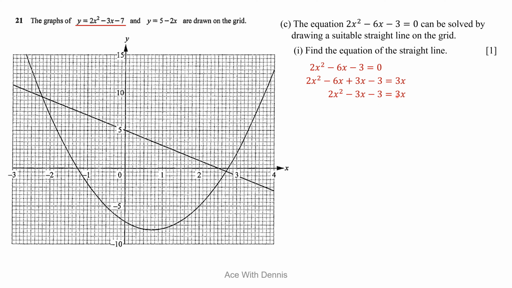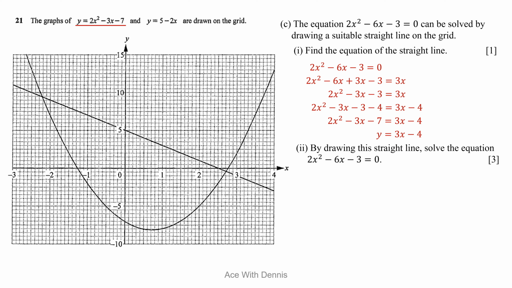But we don't stop here because we look at the constant term, negative 3, and over here the constant term is negative 7. So we have to minus 4 at the left hand side, and same for the right hand side, we have to minus 4. And then the left hand side will be 2x squared minus 3x minus 7 equals 3x minus 4. So this whole thing is y. Hence, the equation becomes y equals 3x minus 4. So this will be the equation of the straight line that we want to find.